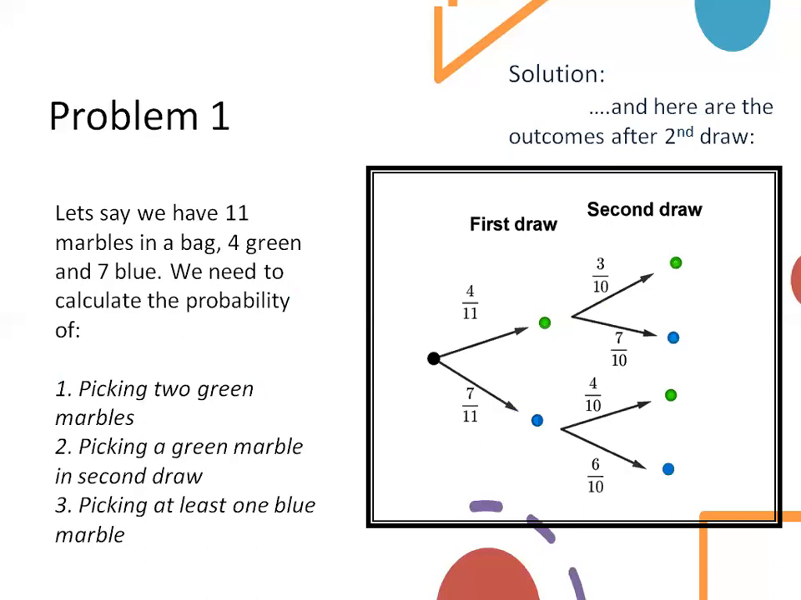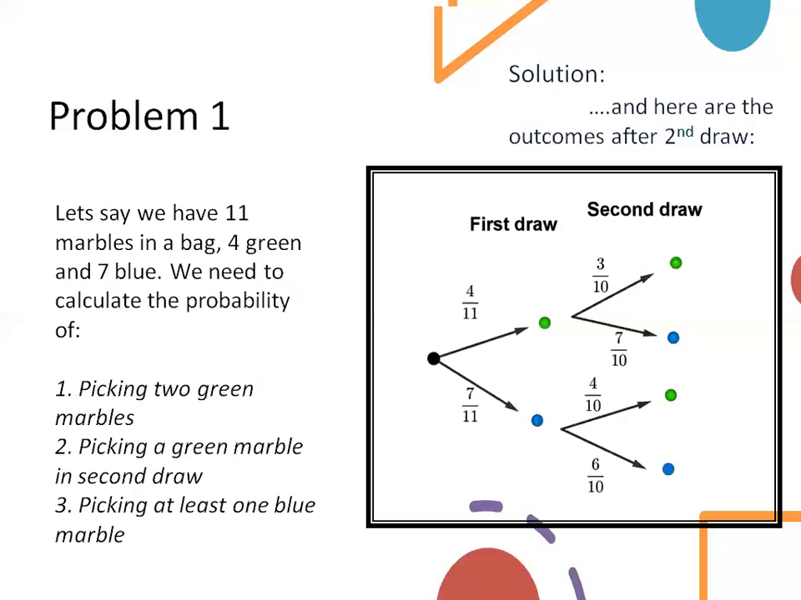If we pick green in the first draw, in the first branch that you can see here, for the second draw, we have 3 green marbles left, as we have picked up 1 green marble in the first draw. So the probability of picking a green marble is now 3 by 10. However, blue marbles were left intact. The probability of picking a blue marble is 7 by 10, as you can see.